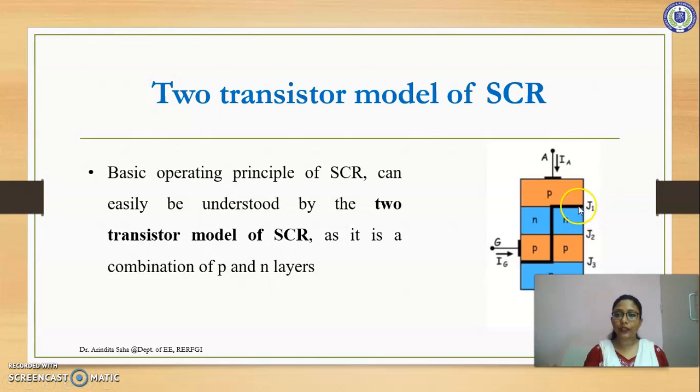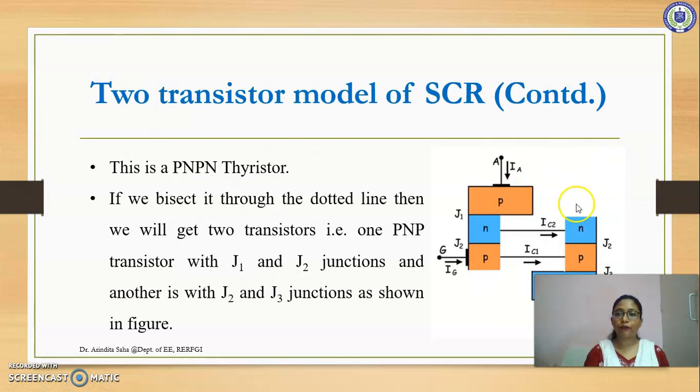Now in this figure we see that there is a black bold line marked over here. If we imagine that we bisect this thyristor from this region, we have two parts. The first part represents one transistor and the second part represents another transistor. The first transistor is a PNP device and the second is an NPN transistor. The first transistor PNP is formed around the junctions J1 and J2, and the second NPN is formed around the junctions J2 and J3.